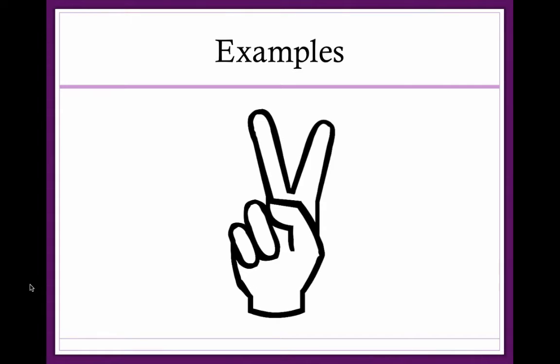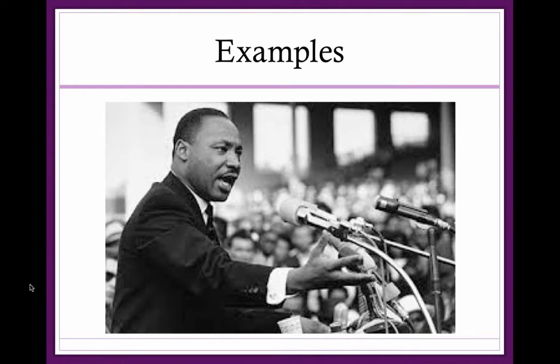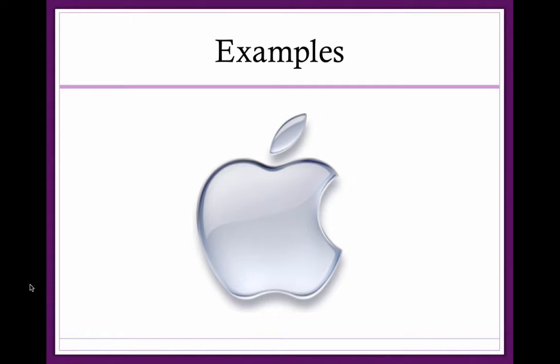This symbol is a gesture that people make, and obviously it indicates peace. So this is an example of a person being a symbol. This person is Dr. Martin Luther King Jr., and he is a symbol for the civil rights movement that occurred in the 1960s. And this is obviously the sign for Apple Computers, or the Apple Company.